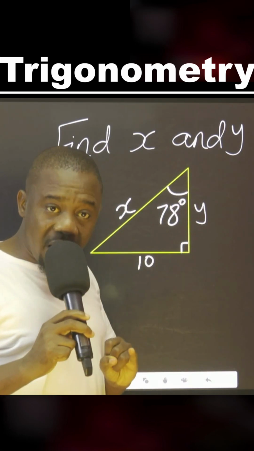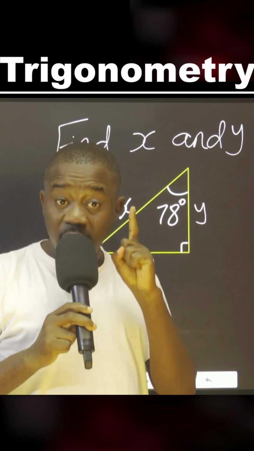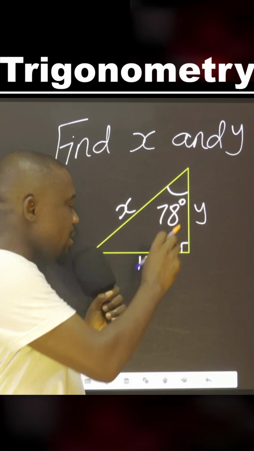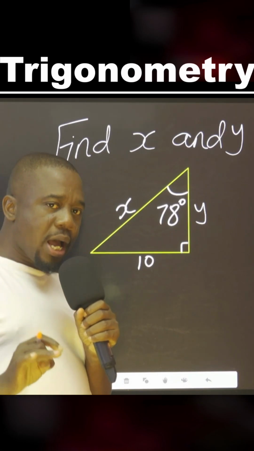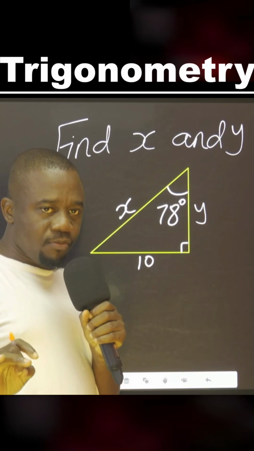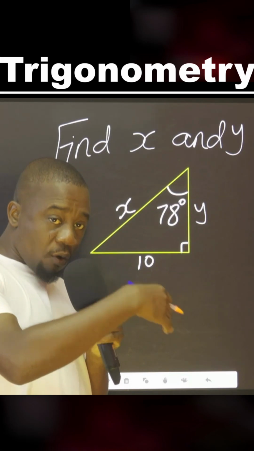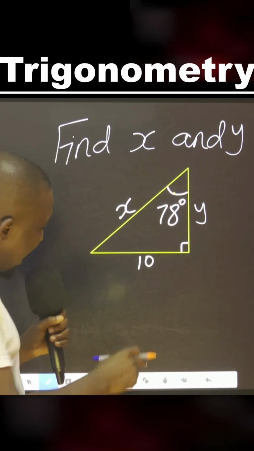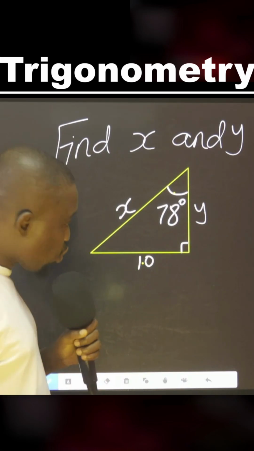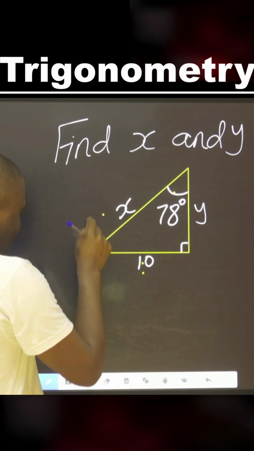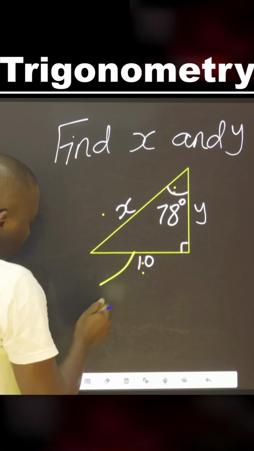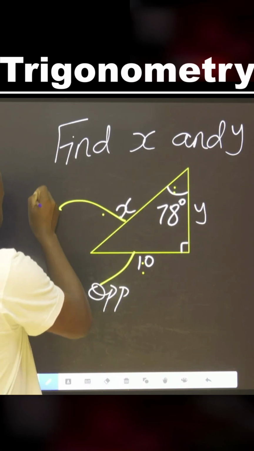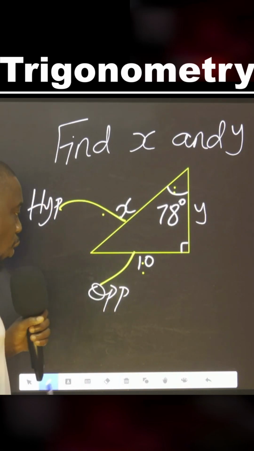So what we need now is a known angle and a known side with a combination of either S or Y. As you can see, this is a known angle, which is 78, and this is a known side. So we're going to combine this, this, and this. What is this to this angle? This is opposite. What is this to this? The hypotenuse.